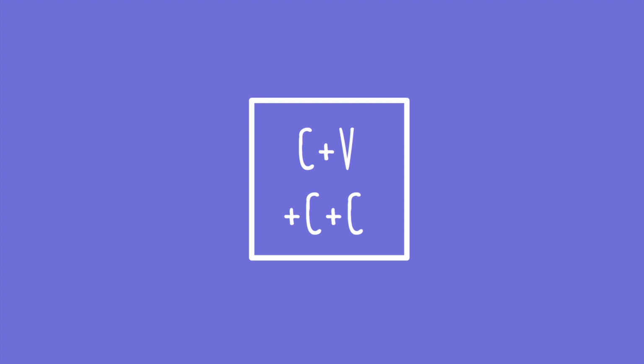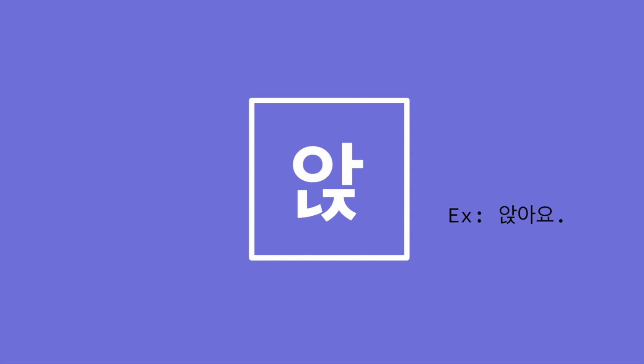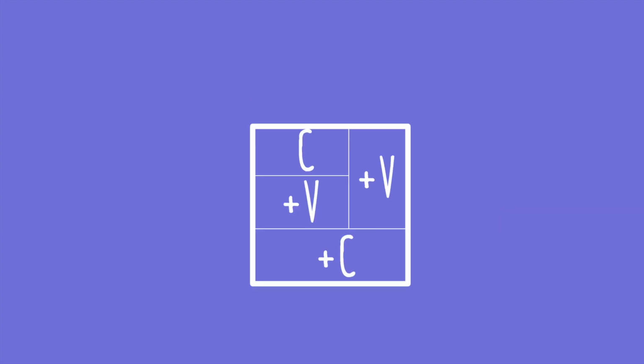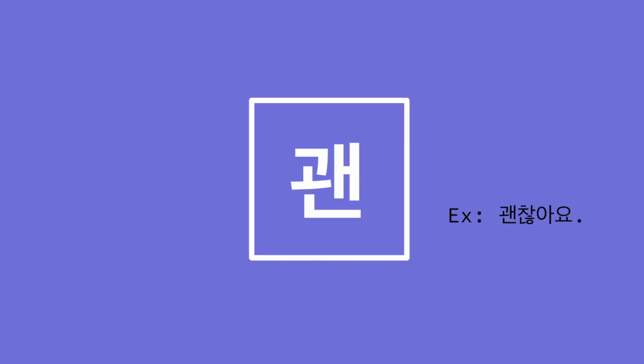We can have a consonant and then a vowel and then a consonant and then another consonant. Example being an in andayo. Then we can have a consonant and two vowels and another consonant. Example being kun in kuntanayo.